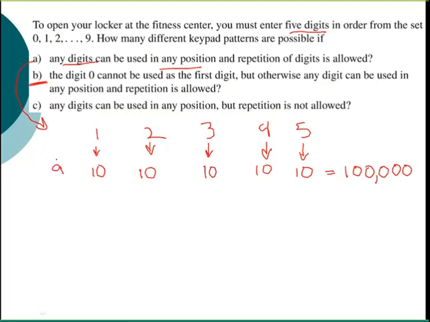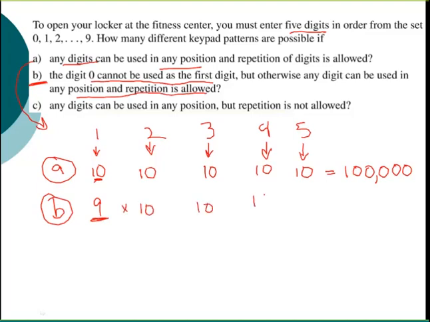Okay, B says the digit 0 cannot be used as the first digit, but otherwise any digit can be used in any position and repetition is allowed. So all B does is it changes this first number to say, well, I can't have 0 here, so that just shortens me. Instead of 0 through 9, I have 1 through 9, which makes 9 different numbers that I can have there. So it's 9, the second one's still 10, third one's still 10, fourth one's still 10, fifth one's still 10. So all I have to do is multiply these numbers, and I get 1 with 4 zeros after it times 9, so you're just going to hit 90,000. So that takes off quite a bit by reducing it by 1. There's a whole 10,000 there.